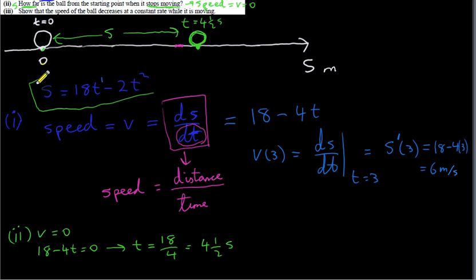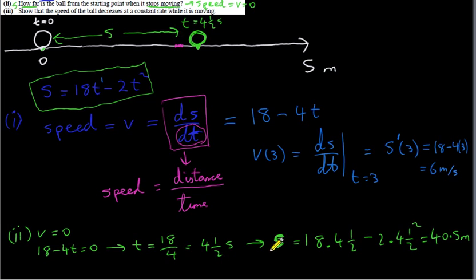So we have the time, we just need to find s. Well, we just go back to this formula, connecting s and t. So we get s equals 18 times t, t is 4.5, minus 2 times 4.5 squared. S will be 40.5, and that's in meters, distance in meters. So when the ball is a distance of 40.5 meters from its starting point, its speed is 0. V equals 0. It stops.